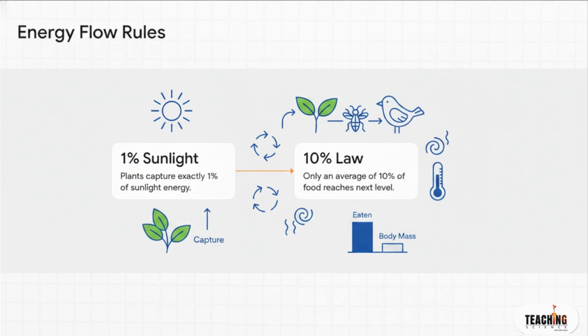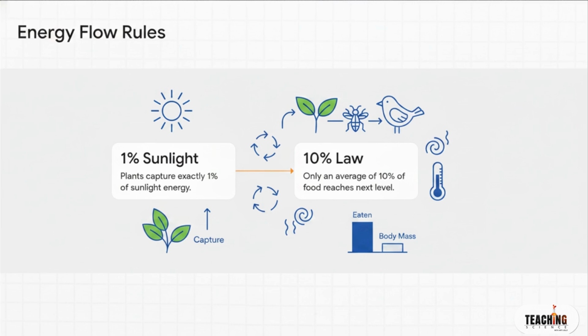First, green plants capture exactly 1%, just 1% of the sunlight energy that falls on their leaves to make food. But here's the real kicker. The 10% law. When a plant is eaten or when an animal eats another animal, a ton of energy is lost as heat to the environment or it's just used up for digestion. Only a tiny average of 10% of the food eaten is actually turned into body mass and made available for the next consumer.